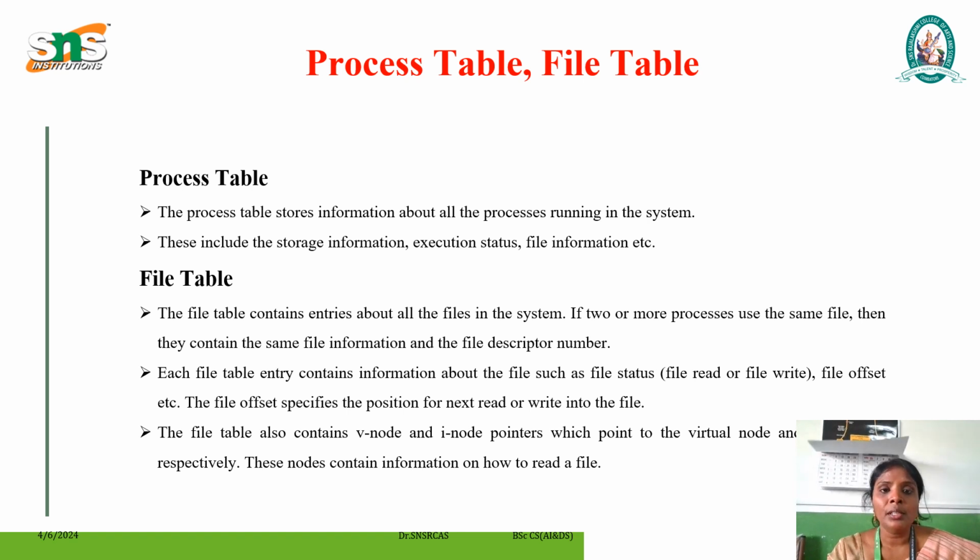Next one is the file table. So the file table contains entries about all the files in the system. If two or more processes use the same file, then they contain the same file information and the file descriptor number. Each file table entry contains information about the file, such as file status, that is file read or file write, file offset, etc. The file offset specifies the position for next read or write into the file. So the file table also contains vnode and inode pointers, which point to the virtual node and index node respectively. So these nodes contain information on how to read a file.